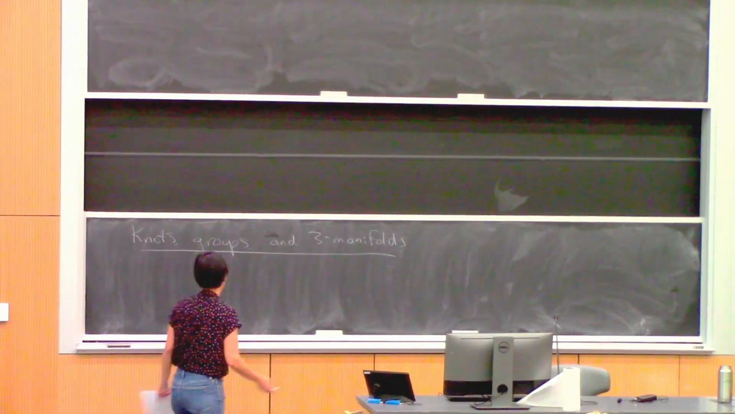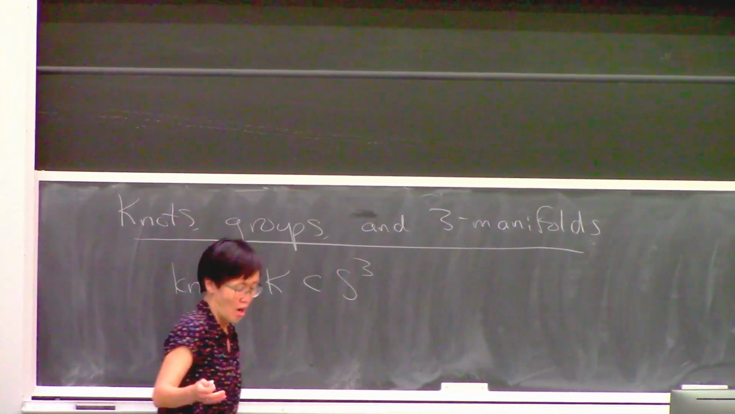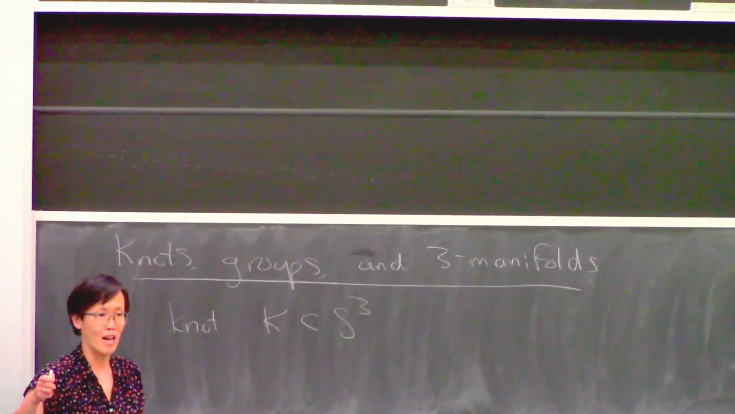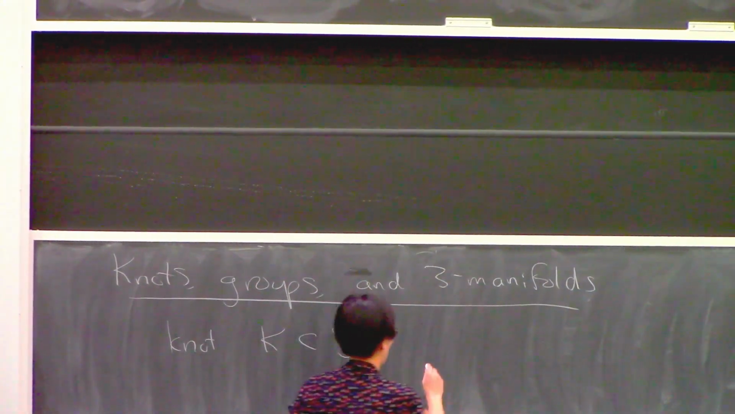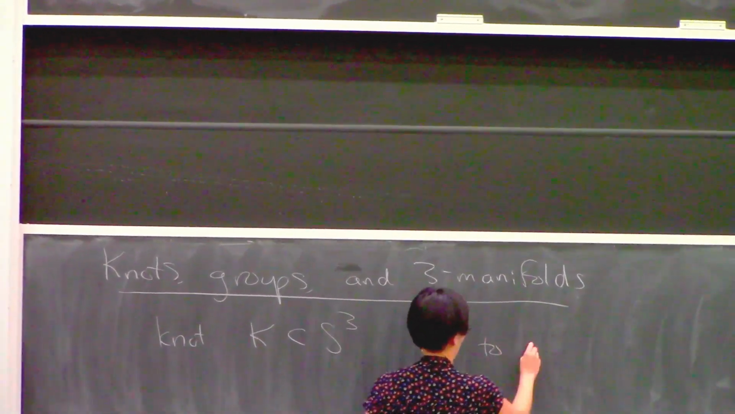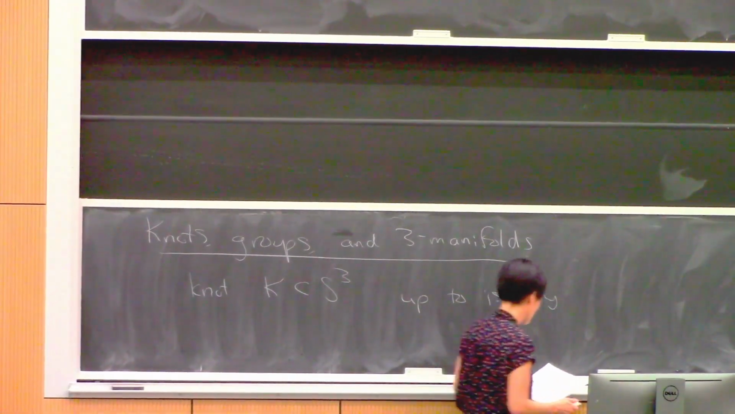A knot for us will be a smooth embedding of a circle into S3. So you can think of S3 as R3 together with a point at infinity. And we study these things up to isotopy, so they're allowed to wiggle around.